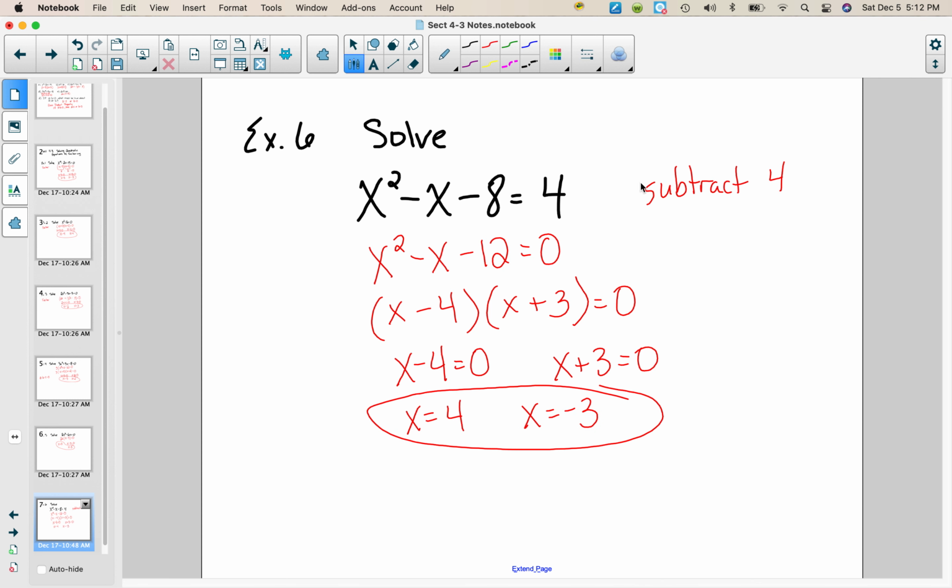Now, sometimes quadratic equations can't be factored. And you remember that when we were factoring, sometimes expressions couldn't be factored. That does not mean there's no solution to an equation. Some just can't be factored, but they still have solutions. And we're going to learn other techniques later. Right now, the ones we can do can be factored, but we'll deal with those that can't later.